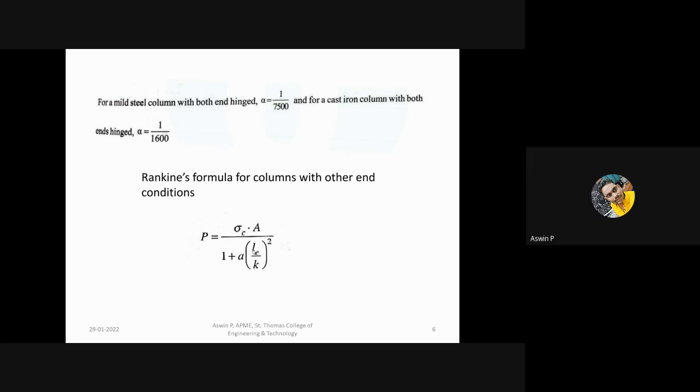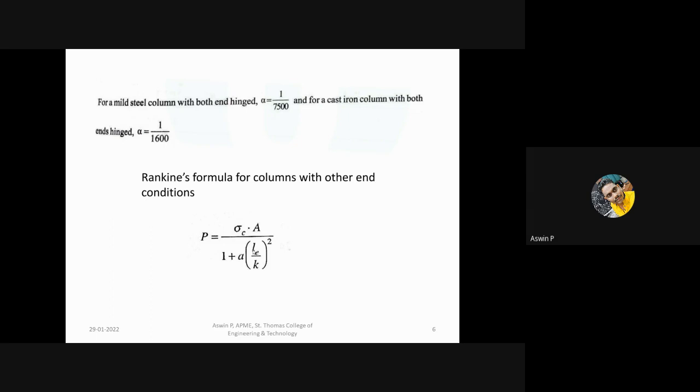So write the top one, that is for mild steel column with both ends hinged, comma, Rankine constant alpha is equal to 1 by 7500. That is 1 divided by 7500.